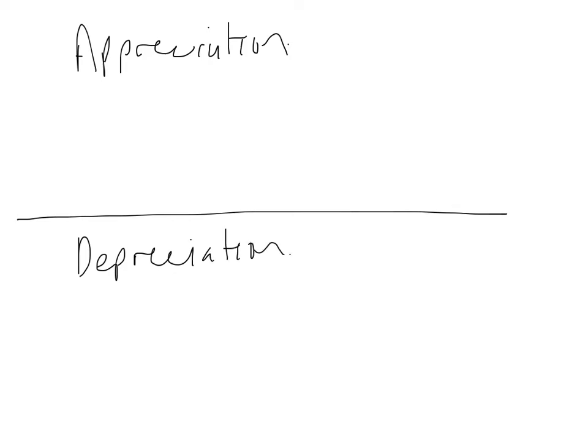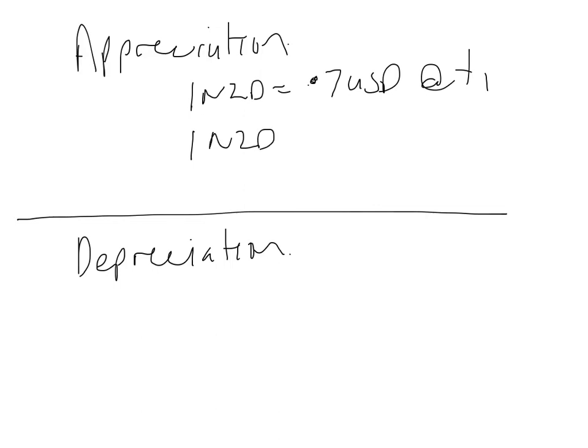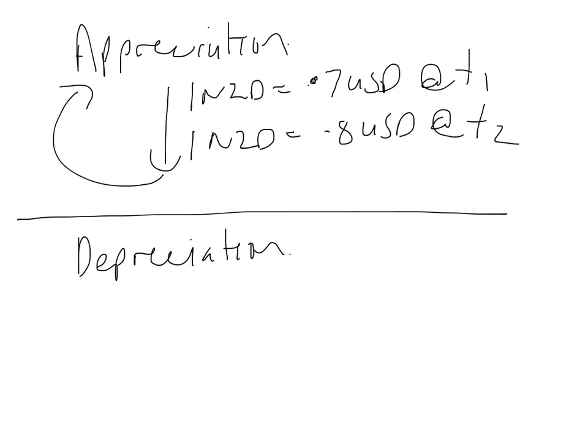Alright, so look, if 1 New Zealand dollar equals 0.7 US dollars at time 1, and 1 New Zealand dollar equals 0.8 US dollars at time 2, then can you see what's happened is that the New Zealand dollar now buys more US dollars. The New Zealand dollar has gained in value. So we say that the New Zealand dollar has appreciated. Over this time interval, the New Zealand dollar has appreciated.